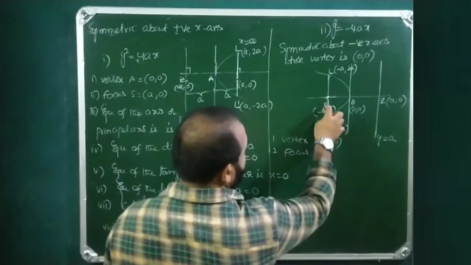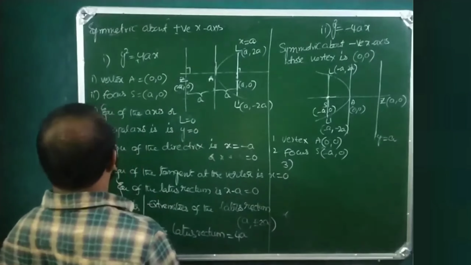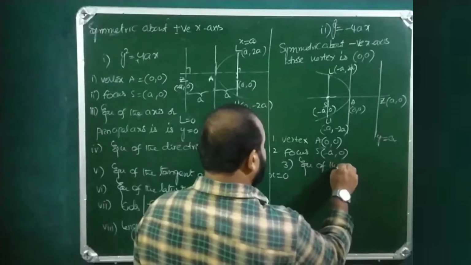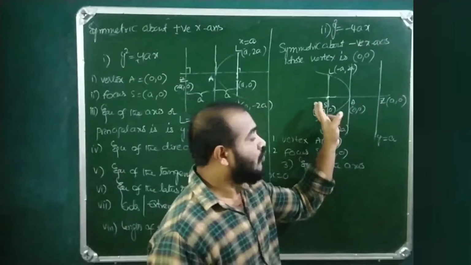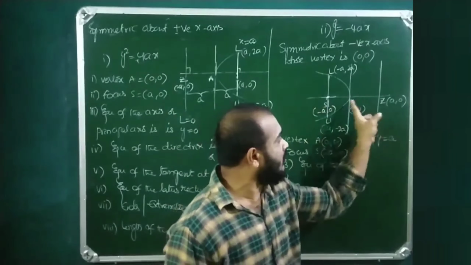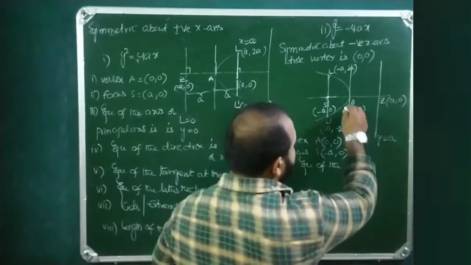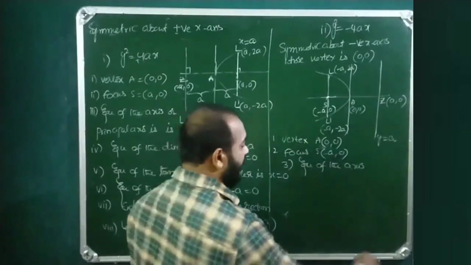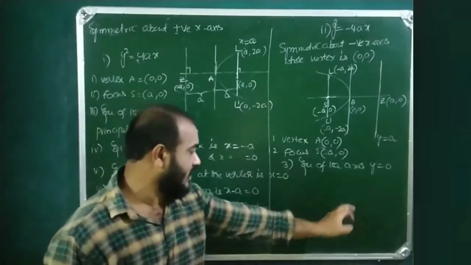Focus S is equal to (-a, 0). Third, equation of the axis. So what is the axis? The line that is passing through the fixed point focus and perpendicular to the fixed line. This is such a line, and this is the x-axis. So here y equals 0. So that means there is no change here as well as here.